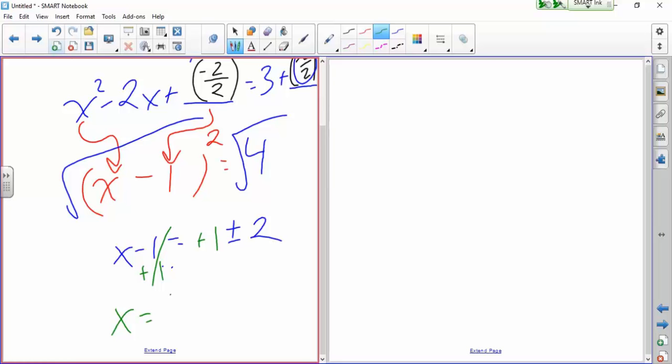Plus 1 plus 2. 1 plus or minus 2, but we can actually simplify that. So what is 1 plus 2? Positive 3, not negative 3. That's the thing we've got to watch out for. That's a super simple mistake to make, and it happens all the time.